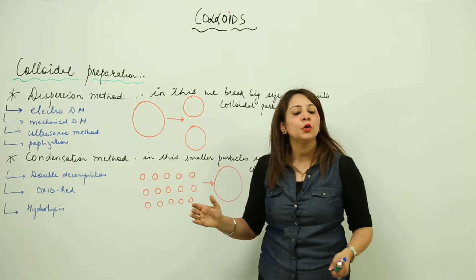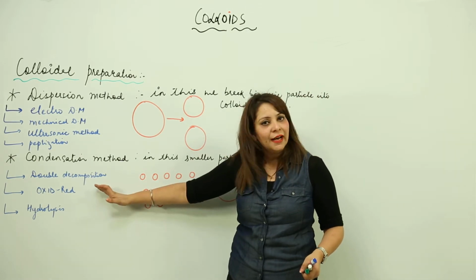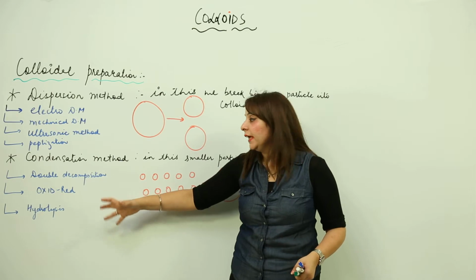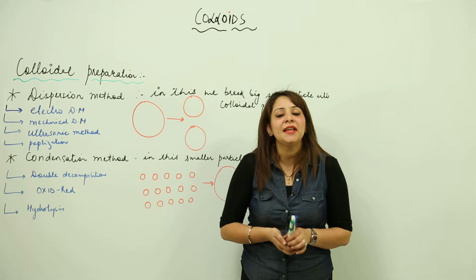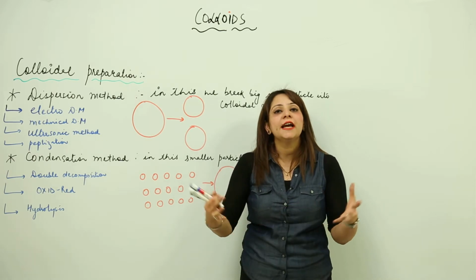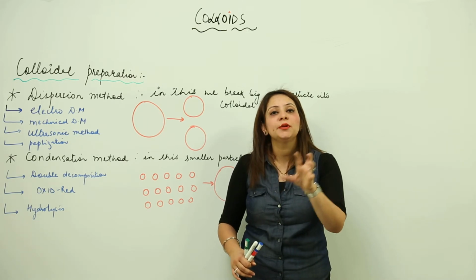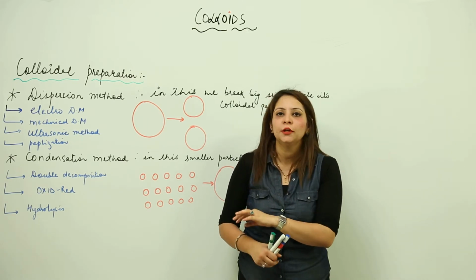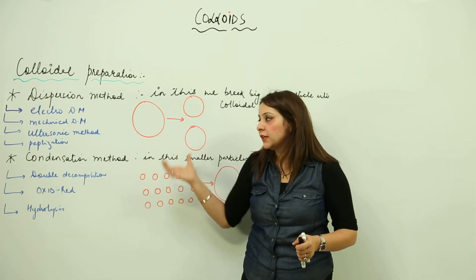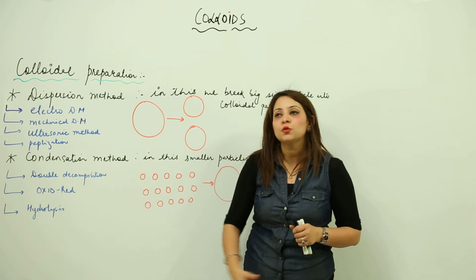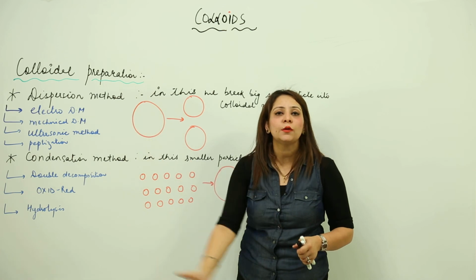For this we will be employing different processes like double decomposition reaction, oxidation reduction and hydrolysis. If we apply any of these methods, the basic remains the same: in all these three processes we are just aggregating smaller particles in order to obtain a particle of size between 1 nanometer and 1000 nanometer. So now you are familiar with the basic phenomena involved in these processes. Now we are going to start with the dispersion method, taking into consideration the different processes that we can follow.